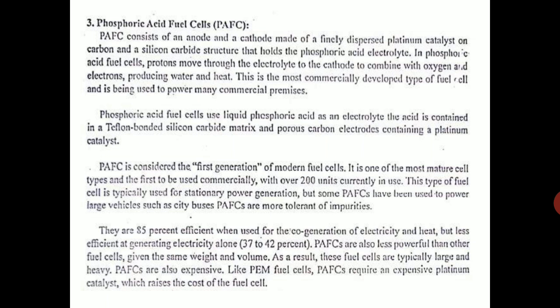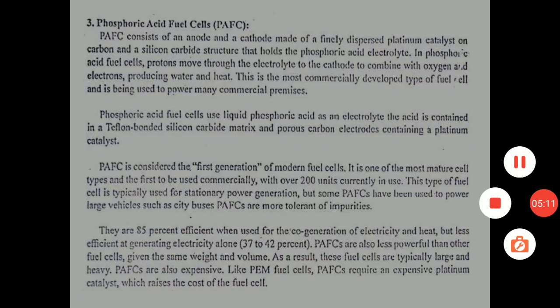So this was about the phosphoric acid fuel cell, and in the last discussion we will look into the solid oxide fuel cell. Thank you.